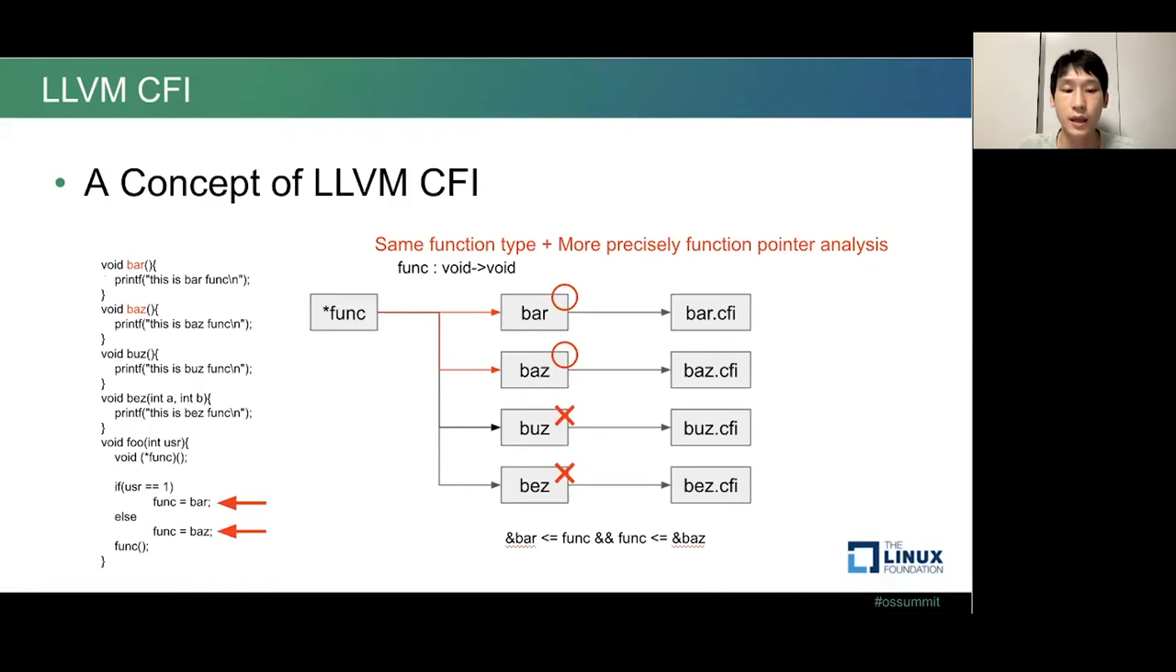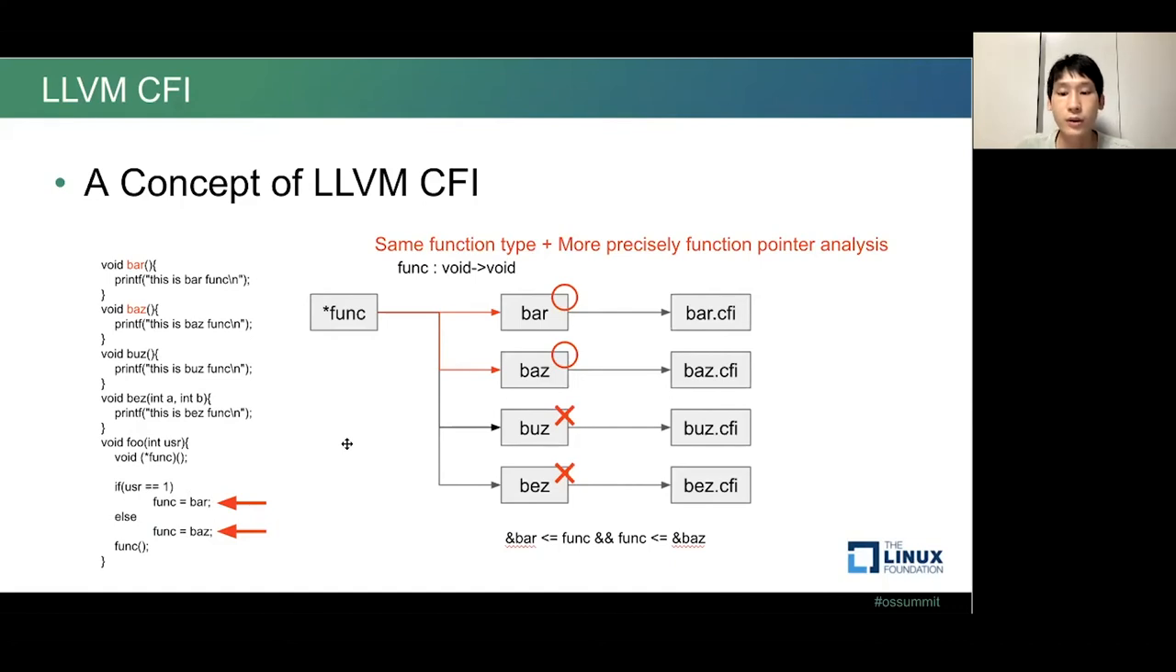LLVM CFI makes a CFI jump table like this. In this source code, there are the functions bar, buts, and beds. During link time optimization for making the CFI jump table, functions with the same function type are found. This function pointer has type void to void, and CFI has to find the functions of void to void type: bar, buts, and bad. But buts has to be excluded because buts is not assigned in the program context, but bar and bad are assigned in the program context.